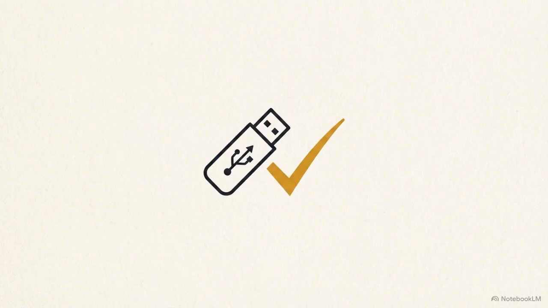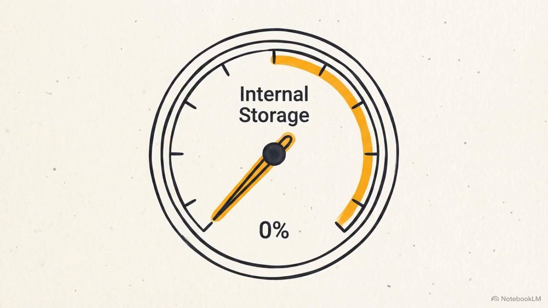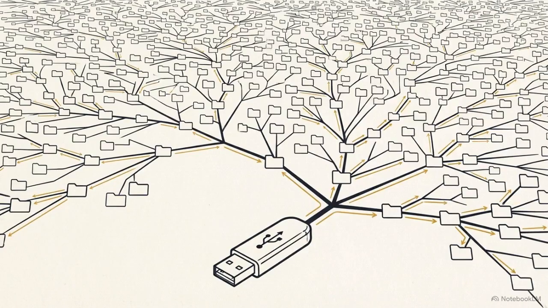For your primary USB drive, the mapping is seamless. Once successfully linked, your entire nested hierarchy populates directly inside the app's browser, ready to use. By bypassing internal storage constraints and mapping external locations, your sample library can scale into the hundreds of gigabytes without ever freezing or bricking your device.